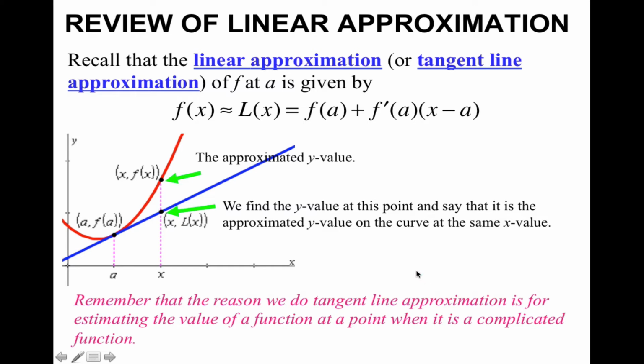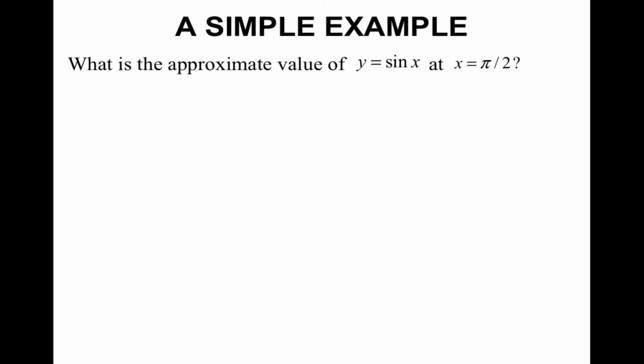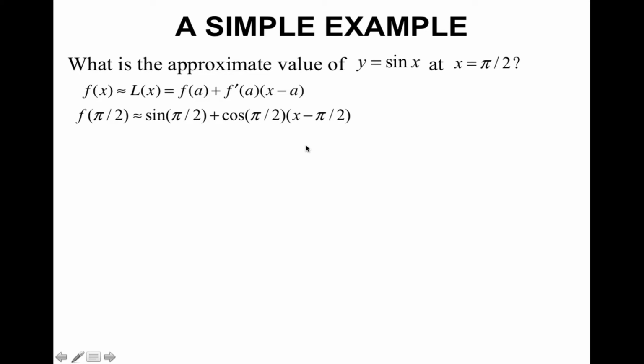And remember that the reason we do tangent line approximation is for estimating the value of a function at a point when it is a complicated function. So let's look at a simple example. What is the approximate value of y equals sine x at x equals pi over 2? If we were to use linear approximation, we would set up the equation of the tangent line at pi over 2 to get the following.